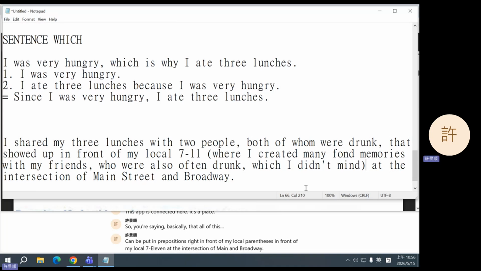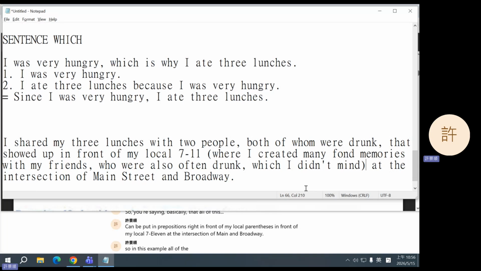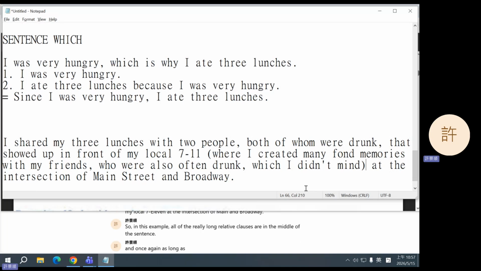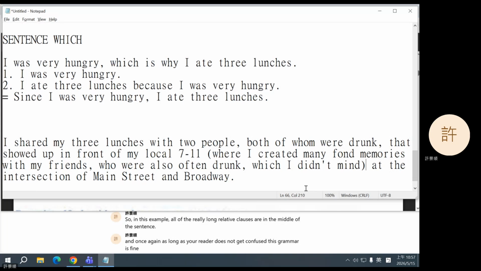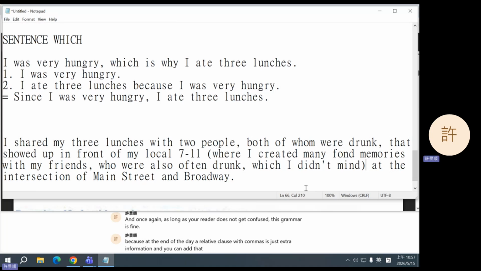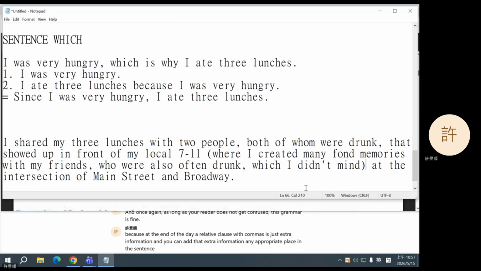So in this example, all of the really long relative clauses are in the middle of the sentence. And once again, as long as your reader does not get confused, this grammar is fine. Because at the end of the day, a relative clause with commas is just extra information. And you can add that extra information any appropriate place in the sentence. Okay, now I'm done. Questions?